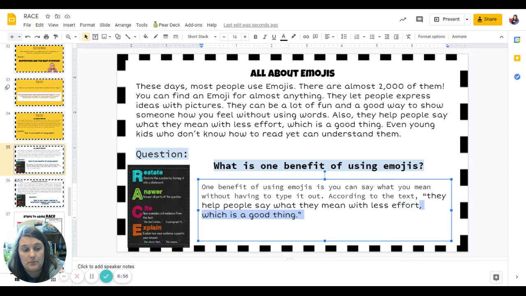See how my quote proves my answer? You have to make those match, okay? Your quote or your evidence, if you're just going to put it in your own words, has to match your reason or the evidence doesn't prove anything, okay?